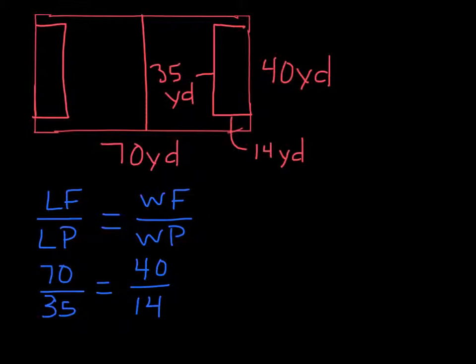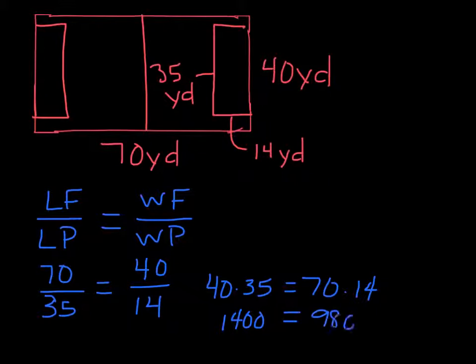We can find out if these ratios have a proportion or are equal by using cross products. So we'll take 40 times 35 and 70 times 14, which gives us, let's see, 1,400 being equal to 980. Oh, nope, these are not equivalent. So the ratios of the lengths of the corresponding sides are not equal, so the penalty area is not similar to the field.